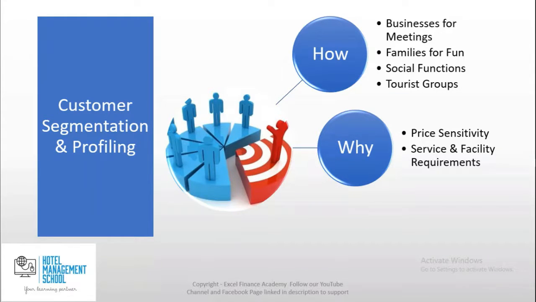So the idea is to define the price sensitivity, because each segment has a different sensitivity. Each segment is going for a different purpose. Families for fun will not go every day; they will go maybe once a week, on the weekends, or maybe once a month depending on their budget. But business is regular. Social functions will not happen every day, because you don't have a birthday every day, or a wedding every day, or anniversaries every day. You have them only quite often.